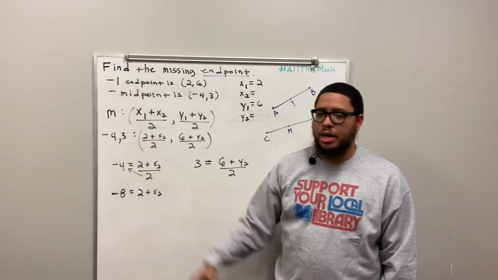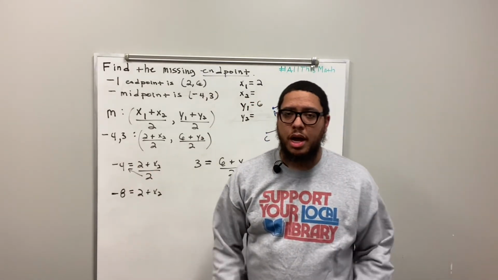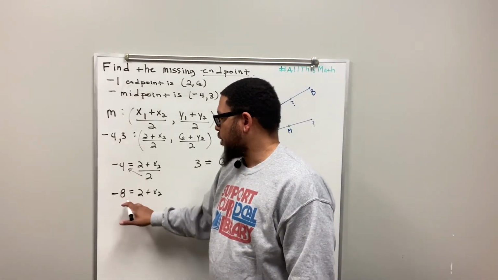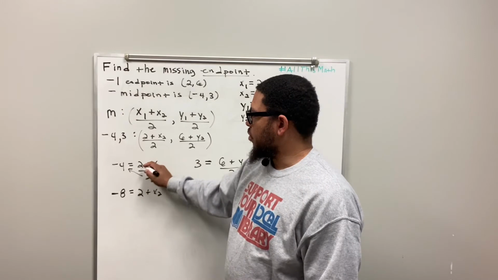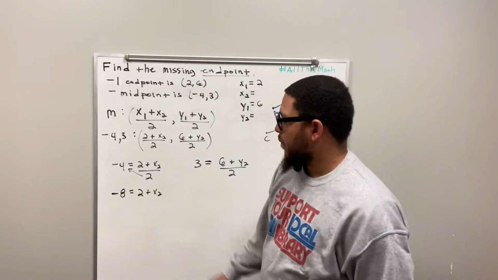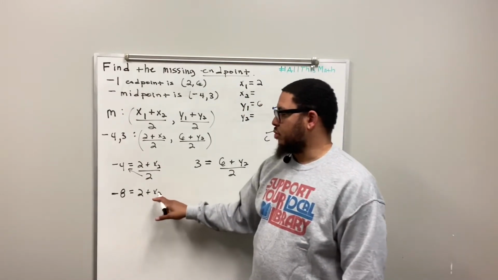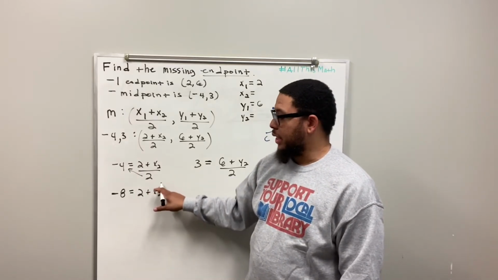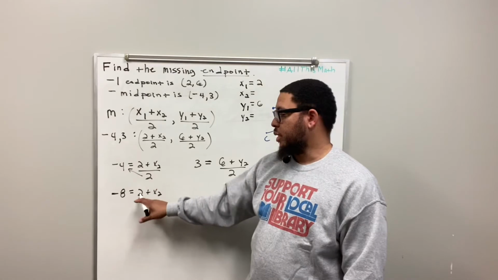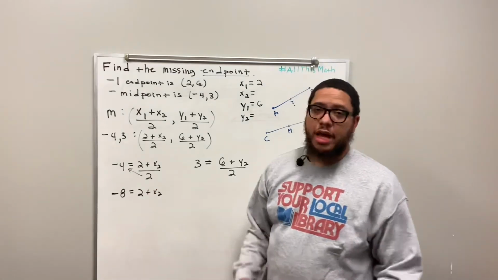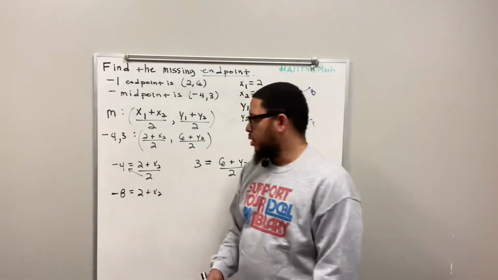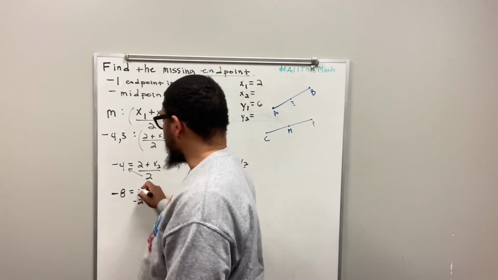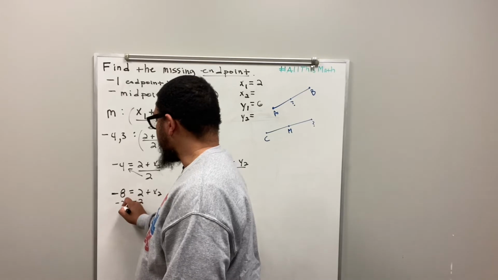I cross multiply. 2 times -4 gave me -8. And then that's equal to this numerator, 2 plus x2. Now, I'm solving for x2. So I need to eliminate this 2 right here. I want to get this x2 by itself, so I want to get rid of this 2. The opposite of a +2 is a -2. So that means my next and last step is subtract 2. Subtract 2 on the right side. Subtract 2 on the left side.